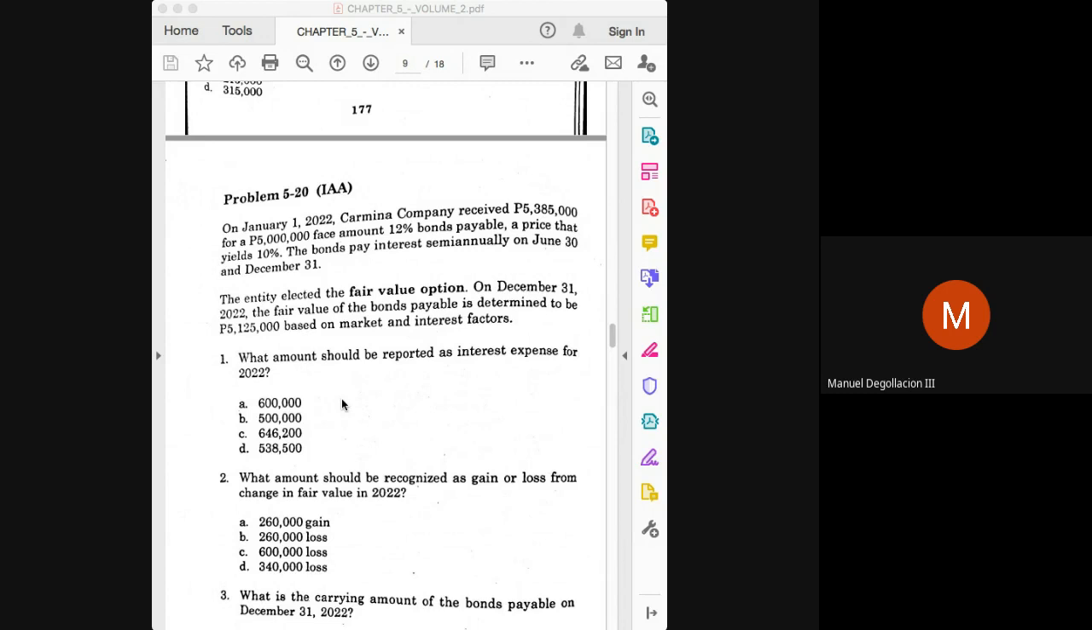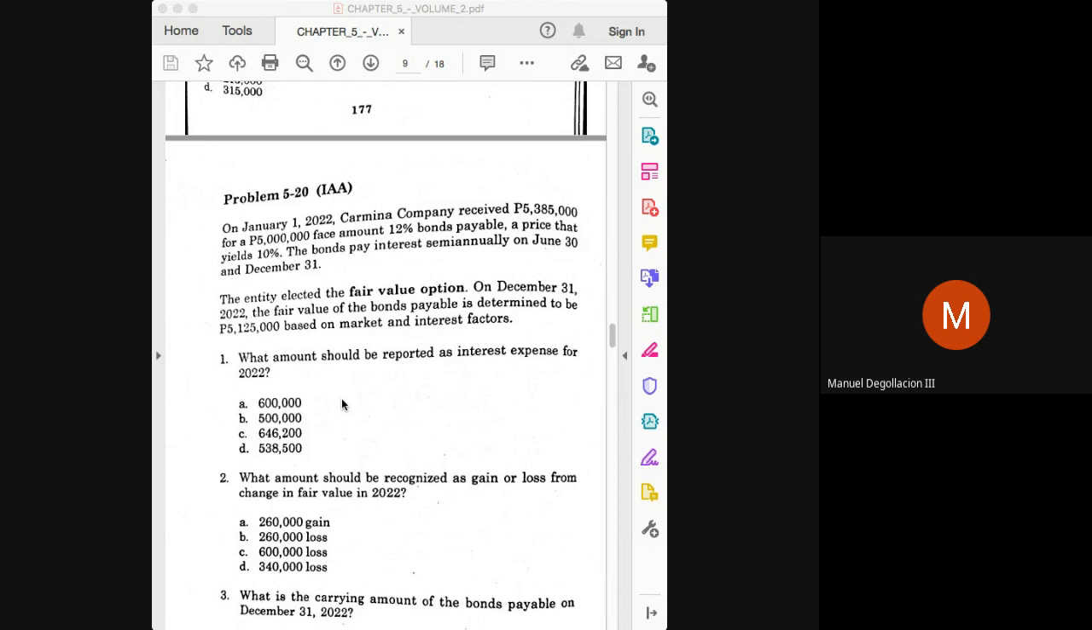Now, very important distinction. Under the effective interest method, we use the effective interest method if we are going to subsequently measure the bond at amortized cost. Okay, and we get the subsequent carrying amount by amortizing the premium or the discount.